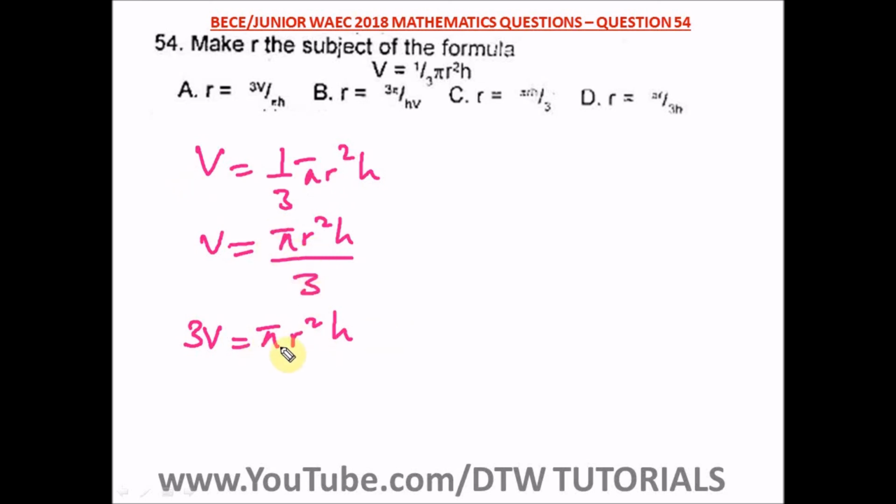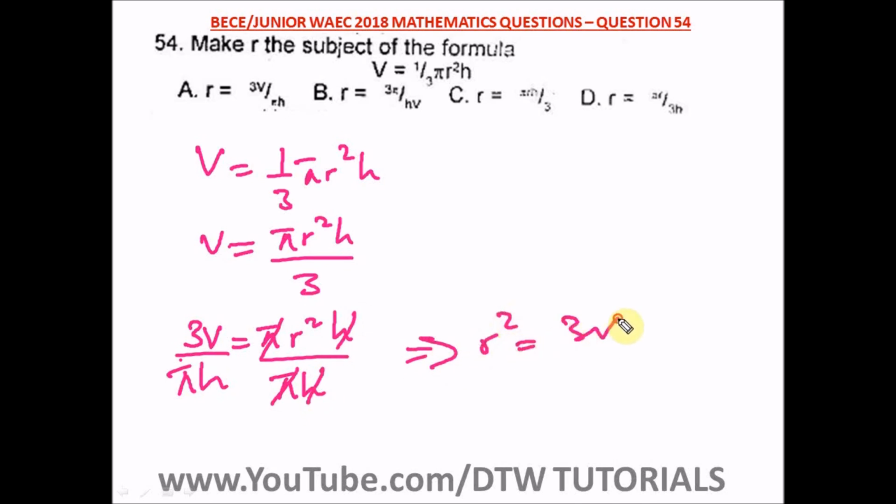In standing alone here, we have to cancel out pi and h, and to cancel out pi and h, we divide both sides by pi h. So pi will cancel out here, h will cancel out here. We are left with R squared is equal to 3V over pi h. We are not done yet because this is R squared. Our question says make R alone the subject of the formula. So we have to square root both sides, and in square rooting both sides, this square would cancel out.